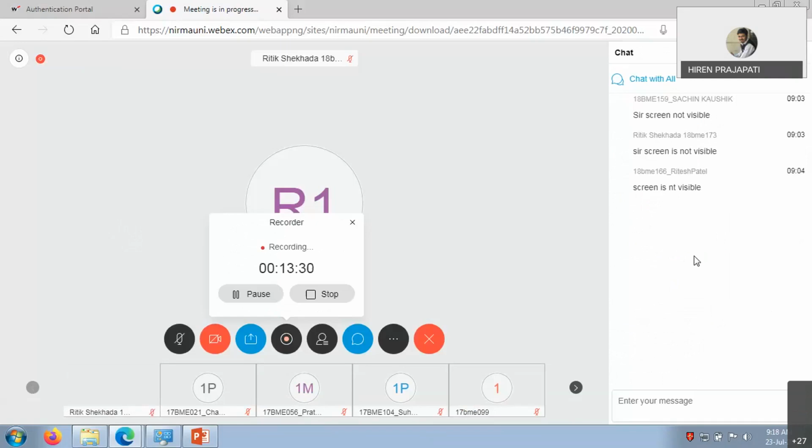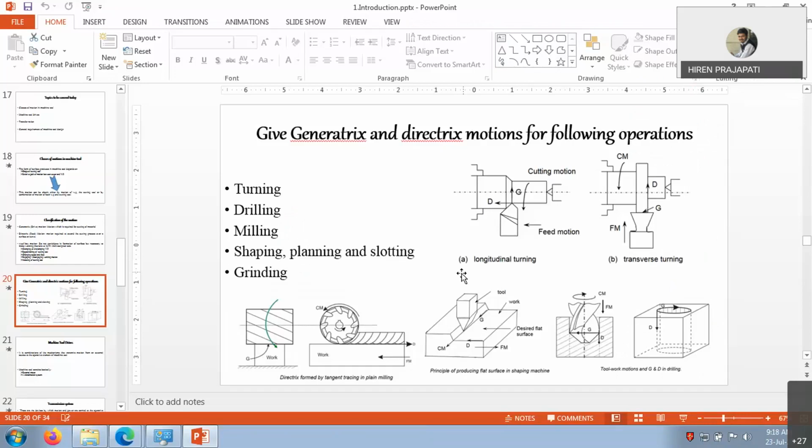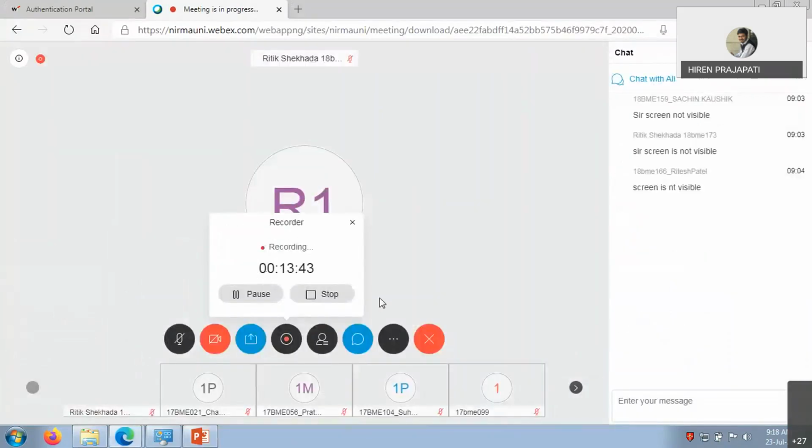Please make the session somehow interactive. Please try to identify generatrix and directrix motion in grinding. In case of grinding, generatrix and directrix motions.